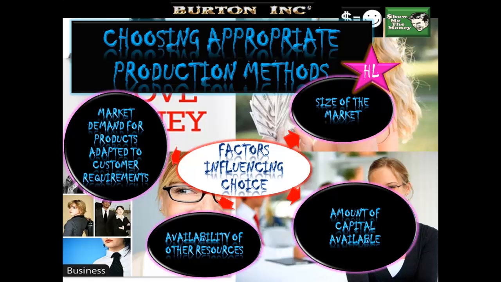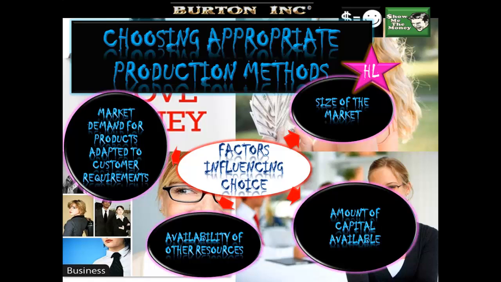The availability of other resources. Large-scale flow production often requires the supply of relatively unskilled workers in a large, flat land area. Job production needs skilled craftspeople. If any of these resources are unavailable or very limited in supply, then the production method may have to be adapted to suit available resources, given the market constraint just referred to.